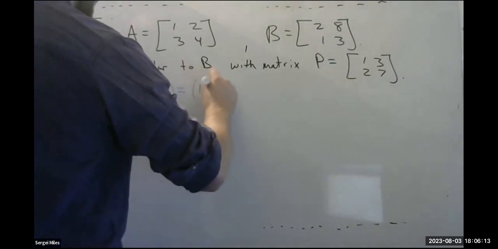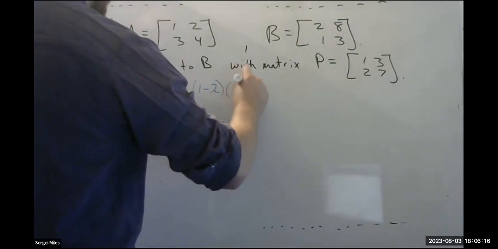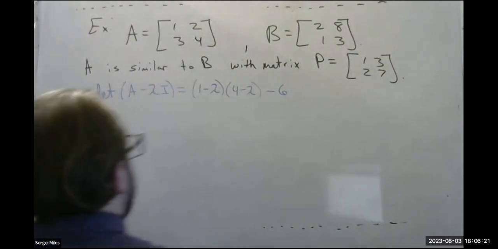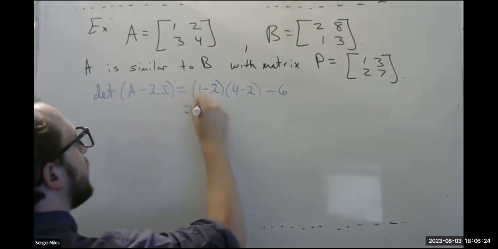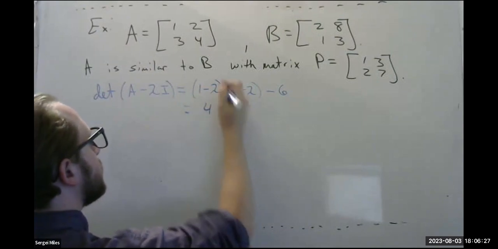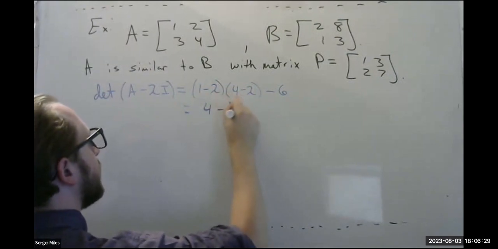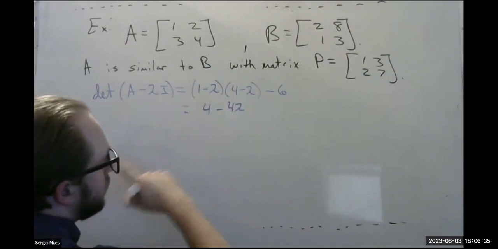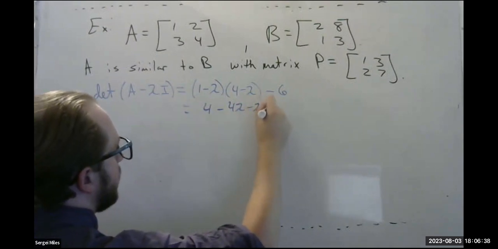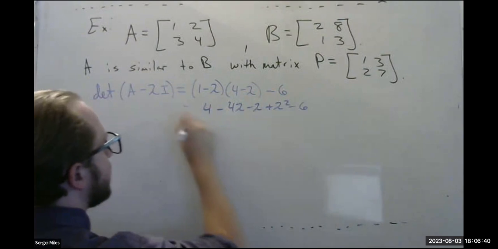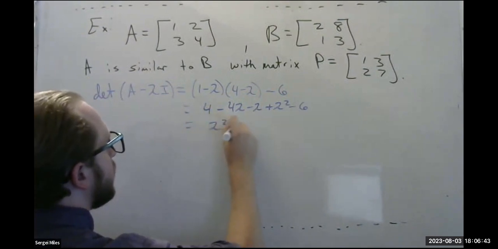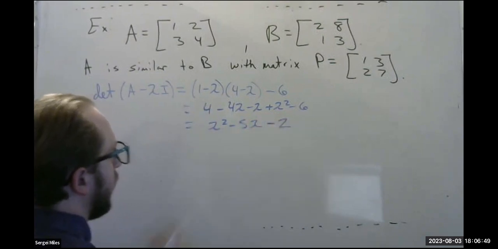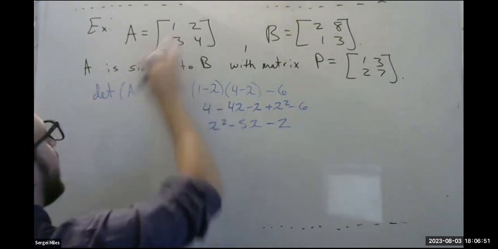So I would have 1 minus lambda times 4 minus lambda minus 6. If we simplify this, we're going to get 4 minus 4 lambda minus lambda plus lambda squared minus 6. We have lambda squared minus 5 lambda minus 2. All right, this is the characteristic equation for A.